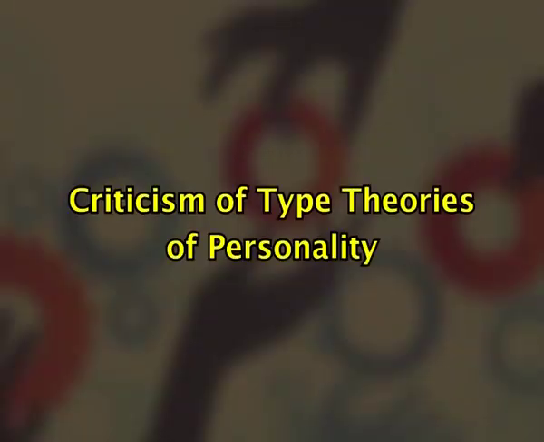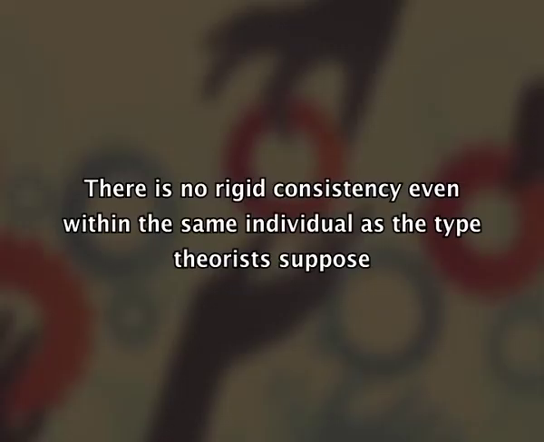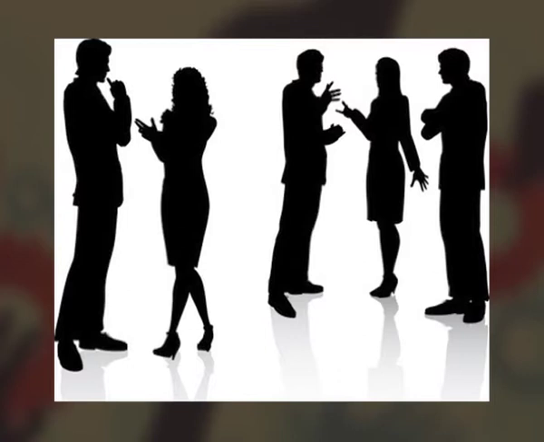Dear students, let us now have a critical evaluation of type theories of personality. As we know, it has been proved that psychological characteristics do not follow a bimodal distribution as the type theories suppose. They follow a normal distribution curve. There is no rigid consistency even within the same individual as the type theorists suppose. A man's behavior at a particular point in time depends upon several variables, not only his cardinal or ruling traits, as the type theorists advocate.